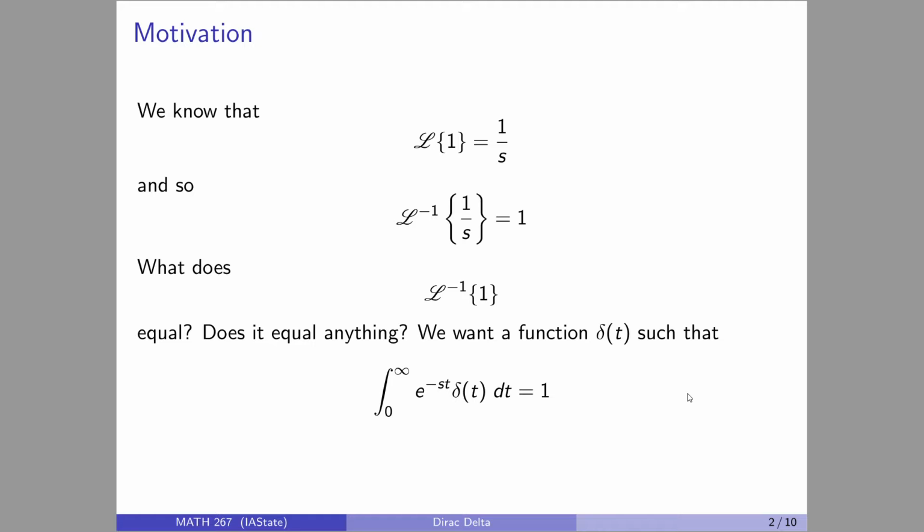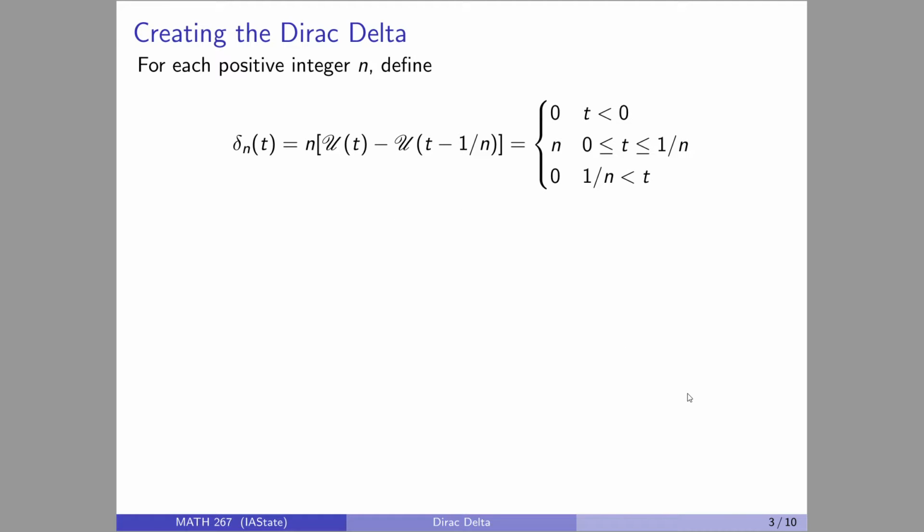So how are we going to do it? Well, we're going to set up these functions first. For each positive integer n, define delta sub n of t to be the following function. This is a difference of two Heaviside functions, two unit step functions, and I've scaled it by n. Specifically, I needed to create a function that is 0 for a majority of its inputs, but nearby 0 is non-zero.